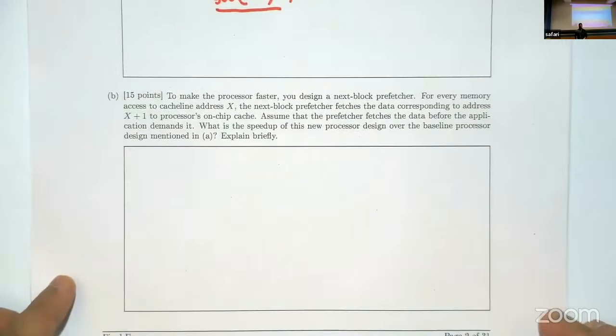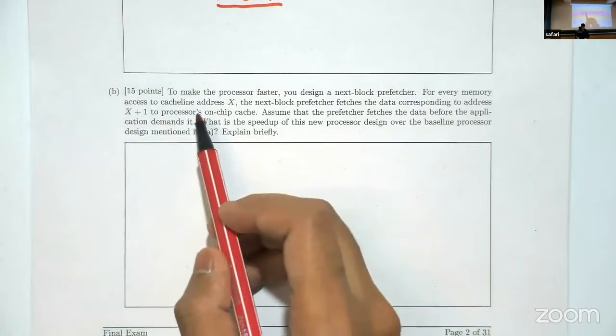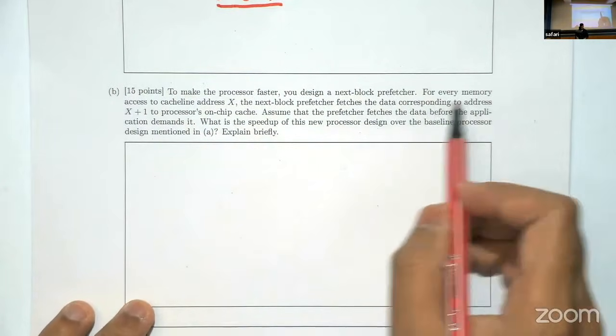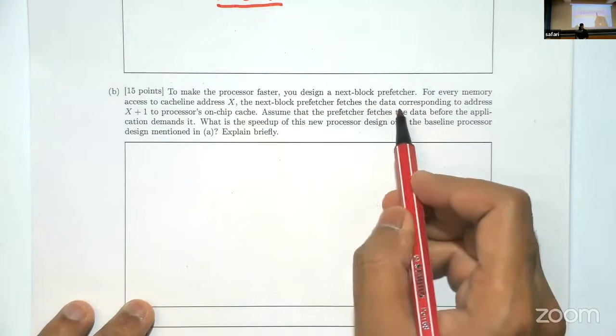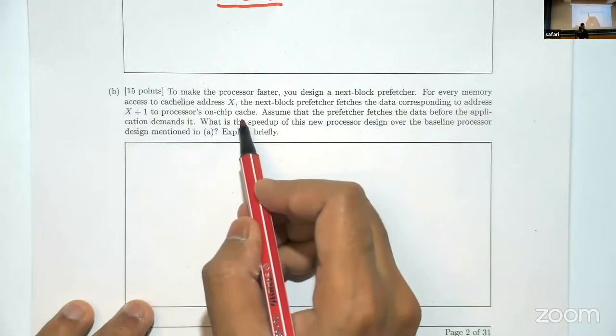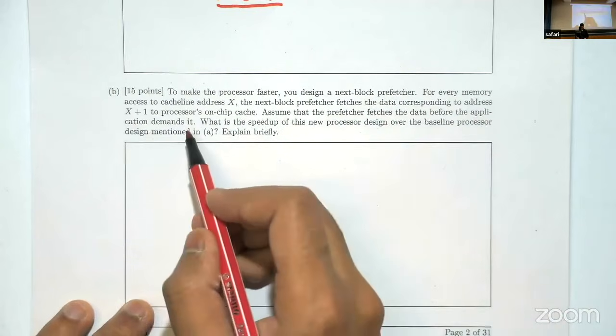Now let's go to the second question. To make the processor faster, you design a next block prefetcher. For every memory access to the cache line address X, the next block prefetcher fetches the data corresponding to the address X plus 1 into the processor's on-chip cache. Assume that the prefetcher fetches the data before the application demands it.